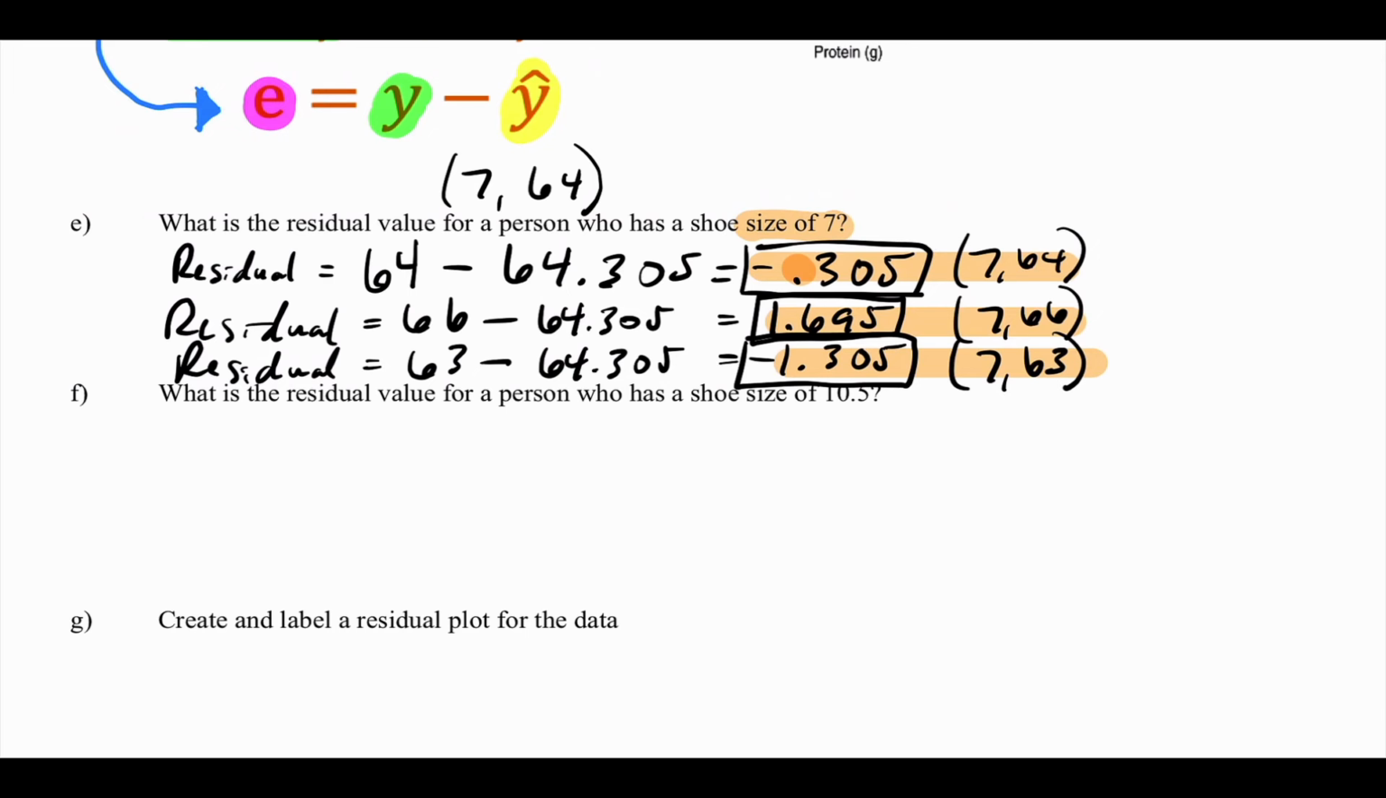Yeah, exactly. If the predicted is bigger than what actually happened, like this guy here and this guy here, if I predicted too high, they're going to have a negative residual. The middle one, I didn't predict high enough. The person was taller than what I predicted. So they're going to have a positive residual.